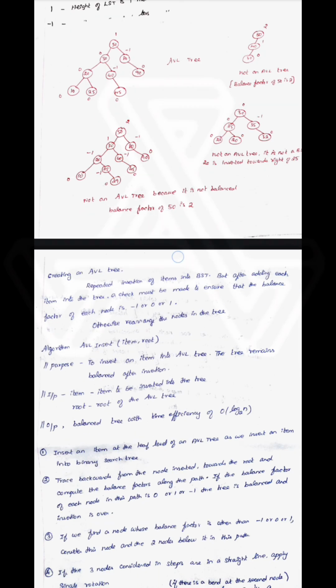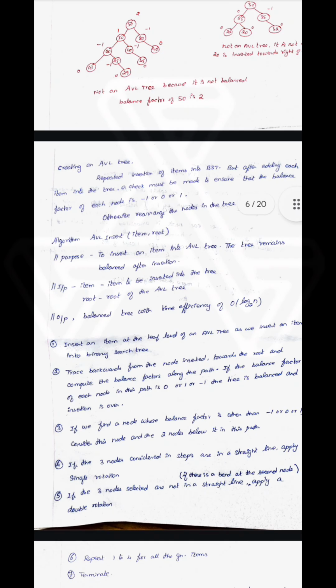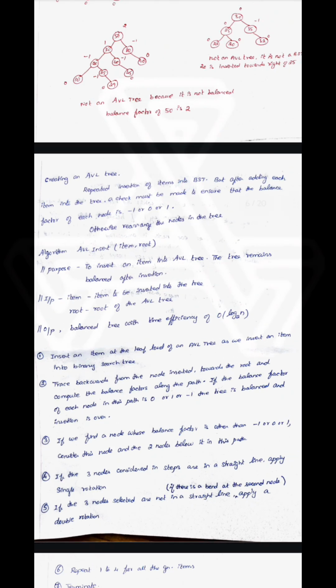Creating an AVL tree is a repeated insertion of items into a BST, but after adding each item in the tree, we have to check to ensure that the balance factor of each node is minus 1 or 0 or 1. Otherwise, rearrange the nodes in the tree.